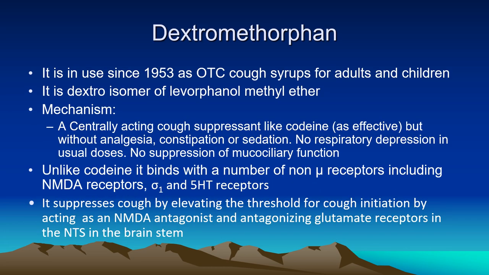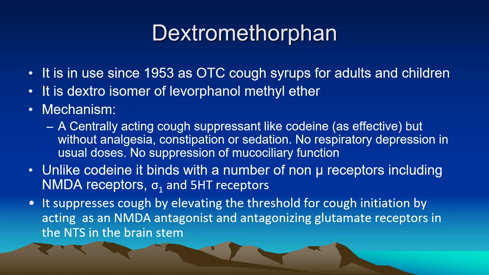Dextromethorphan is one of the sheet anchor compounds for the treatment of dry cough. It has been in use since 1953 as a prescribed drug as well as in OTC cough formulas. The mechanism of dextromethorphan is unique. It is a centrally acting cough suppressant like codeine and is as effective, but does not have analgesic, constipating, or sedative action. There is no respiratory depression in usual doses and no suppression of mucociliary function.